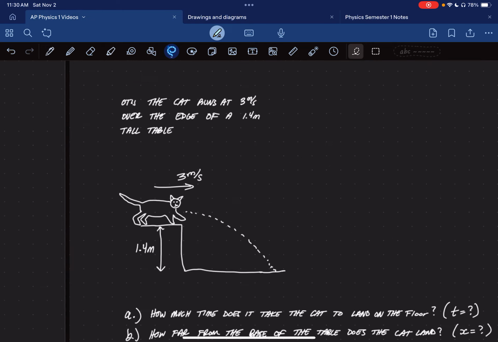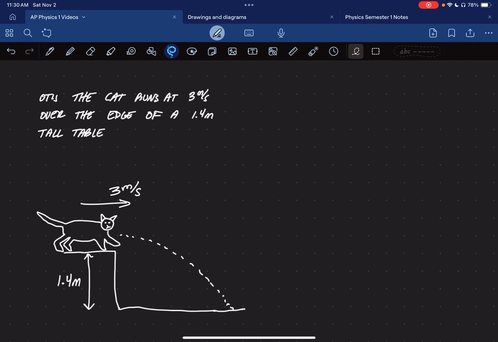Cool, I think we'll do an example. It says Otis the cat runs at 3 meters per second on a table. So Otis runs over the edge of a 1.4 meter tall table. Otis will run this way. What's interesting to note here is that Otis is not jumping up. When Otis reaches the edge, Otis does not jump down. Otis is just running straight, running horizontally, and will begin to fall once the table's edge is met. So Otis will start to fall here.